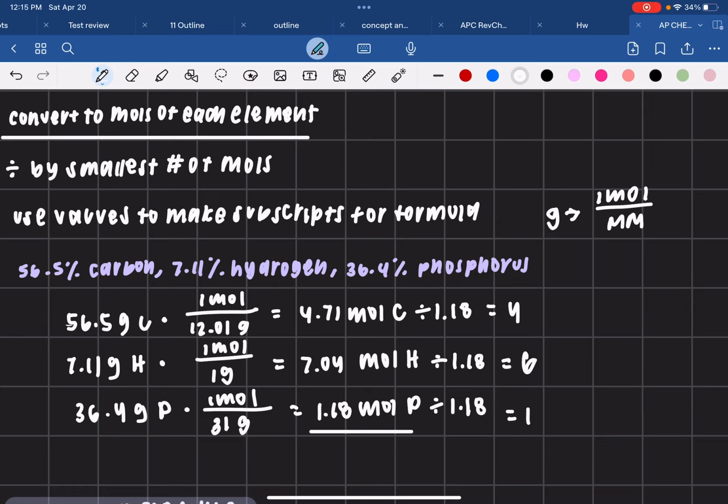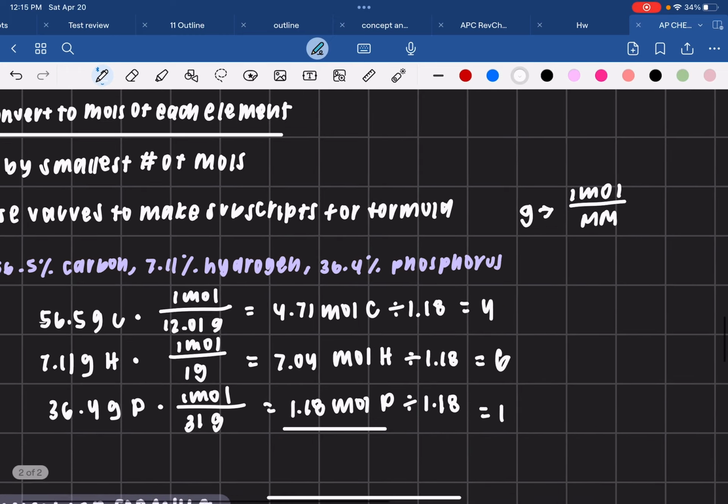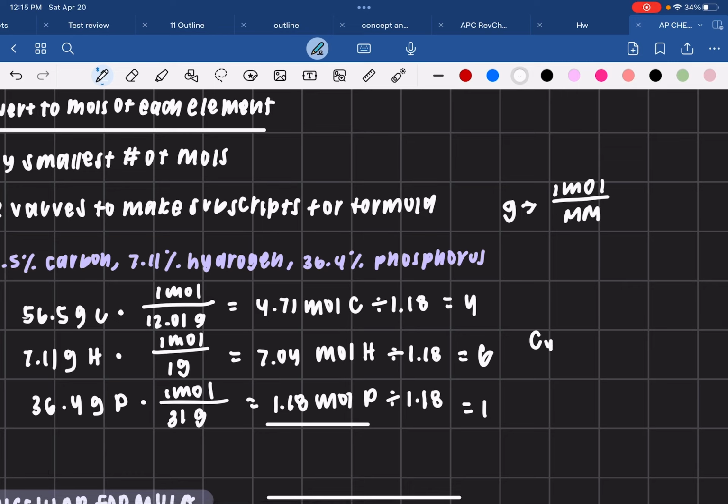Oops, I just put a 5. It's supposed to be a 6. So 4, 6, and 1. And that is going to tell us that our empirical formula is going to be C4H6P1. So P. And as you can see, the subscripts correspond to these. And yeah, this is the empirical formula.